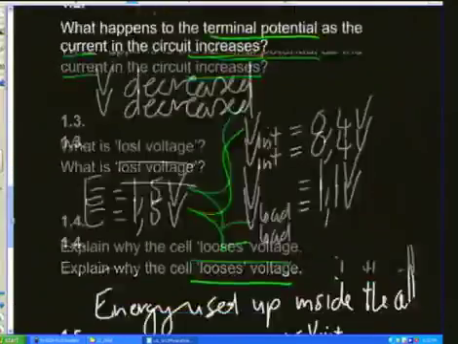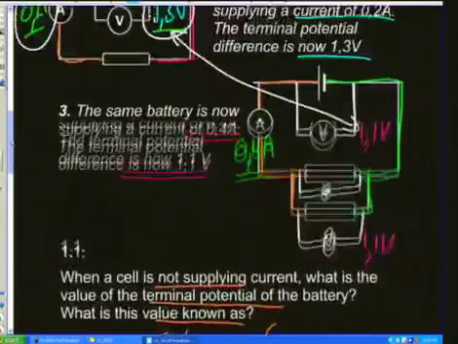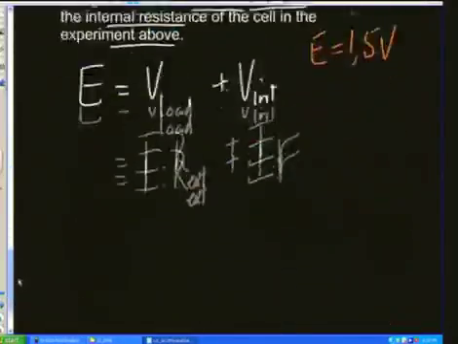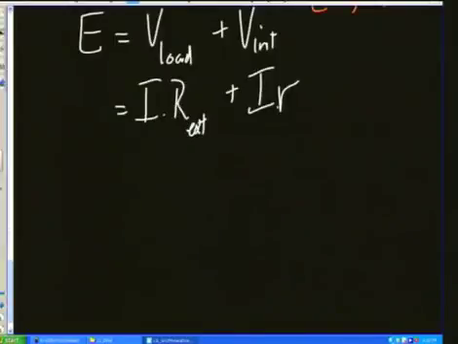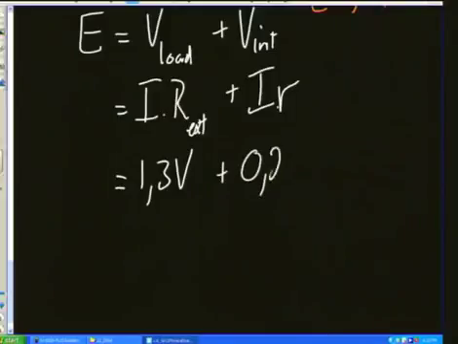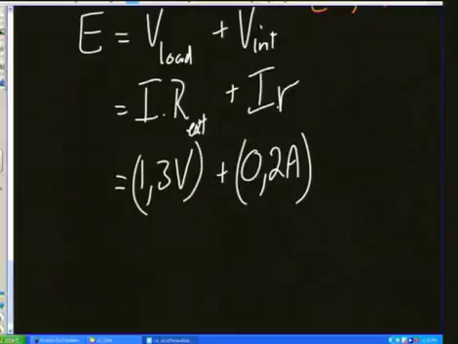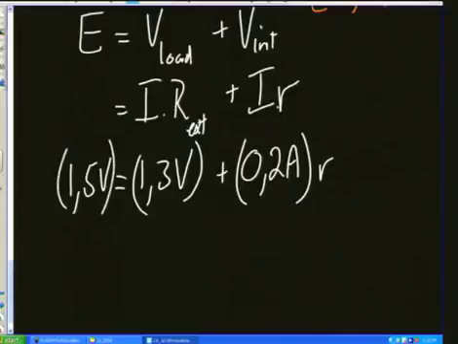So let's just check that out. Remember, the load was 1,3 volts. So I can say I know that V load was 1,3 volts, and I'll put the V there. I know that the current was 0,2 amps, and I'm putting it in brackets so that we don't make a mistake. I know that's R, and I know that this was 1,5 volts. Now, guys, you don't need to put the units in. I was just stressing the units to make sure that we don't make mistakes with them.